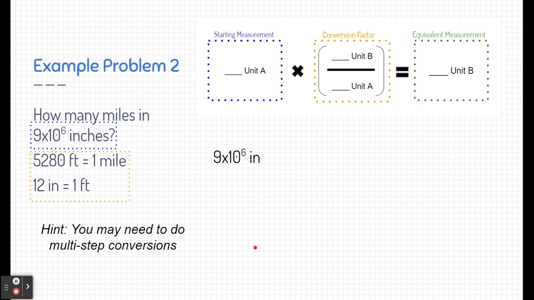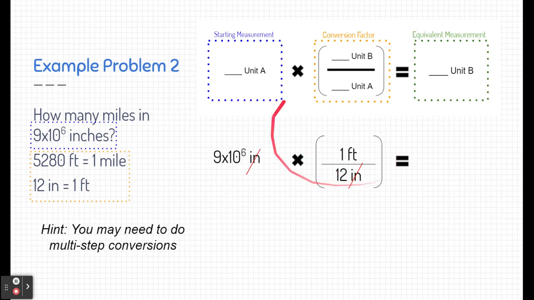9 times 10 to the 6 inches. We can use one of these conversion factors to figure out how many feet there are. So let's do that. Let's take 12 inches and 1 foot and put it in a conversion factor like this, where 1 foot is on the top and 12 inches is on the bottom. The reason we do it this way is so we can cancel out our inches and we're left with feet. So 9 times 10 to the 6 inches multiplied by this fraction, 1/12, is going to give me a different equivalent measurement in feet. Now, this isn't our answer, but it leads us closer to our answer.